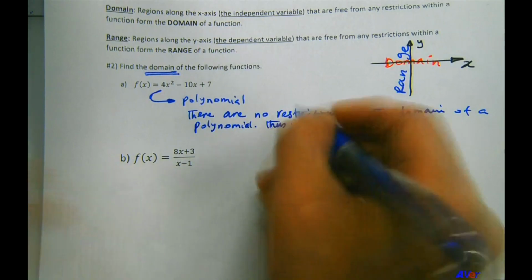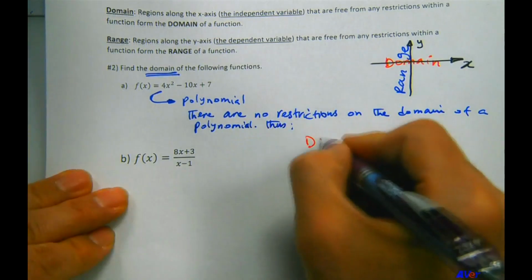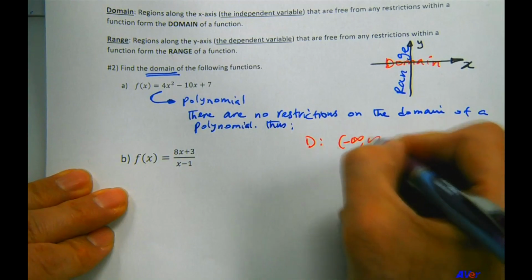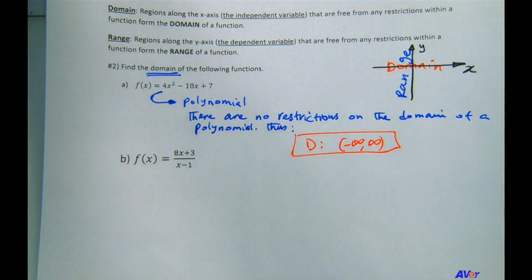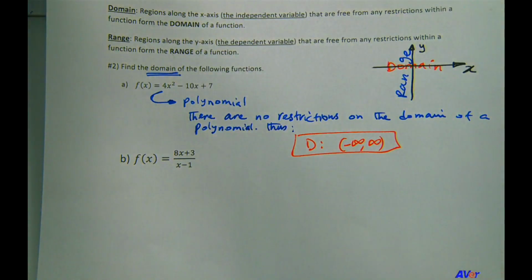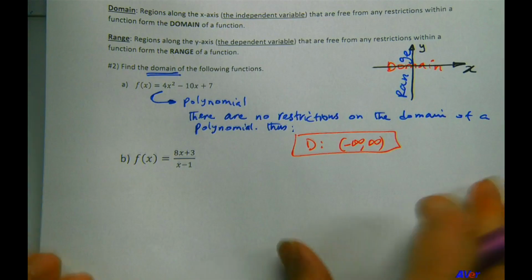Thus, the domain is always negative infinity to infinity. And that goes for all polynomials. All polynomials, and there are infinitely many of them, have domain negative infinity to infinity. The easiest one to determine.